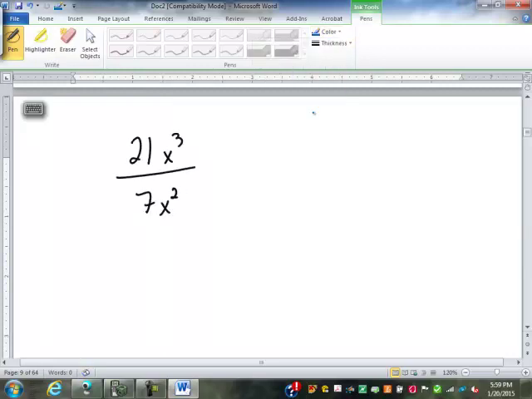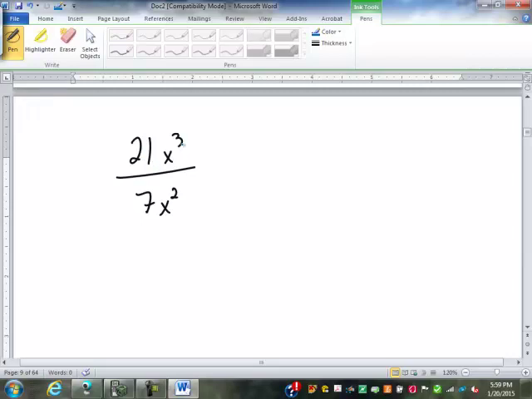Or we can have something like this, where we're dividing. Now, I know he's looking, that looks like a fraction. It is, but fractions and division are kind of interchangeable. A division problem can be written as a fraction and the other way around. So this is 21x to the third divided by 7x squared.